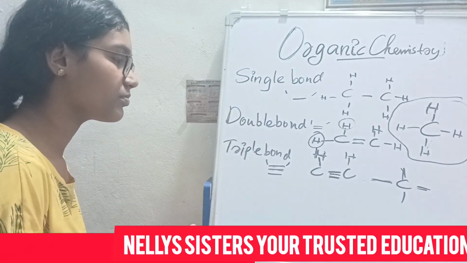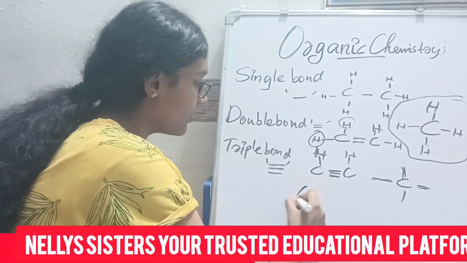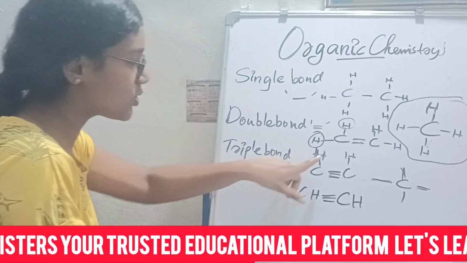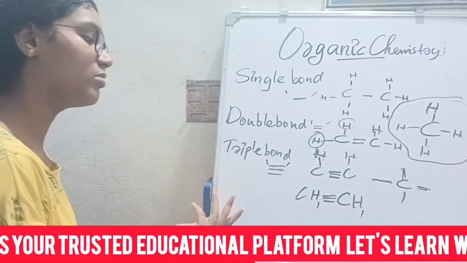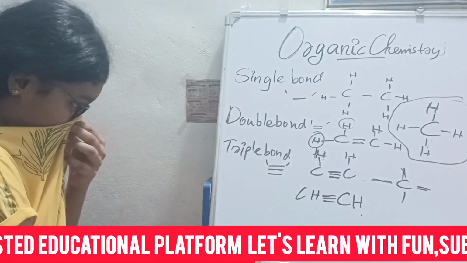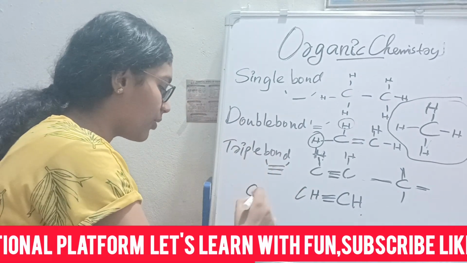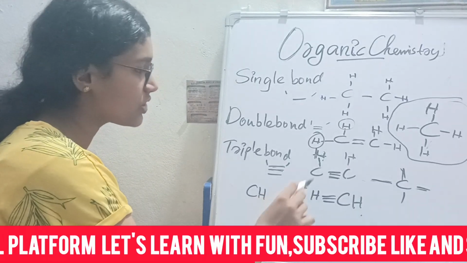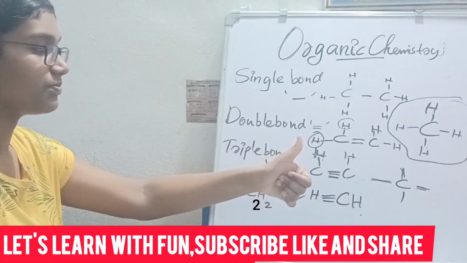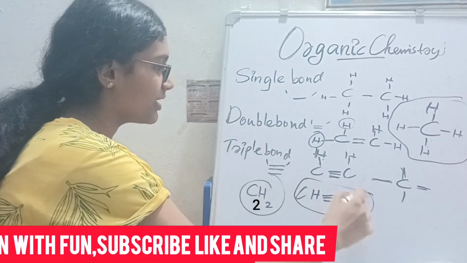And now, how can we write the molecular formulas of these? Very simple. CH, triple bond, CH. It's 1 over here, you can write 1, it's optional. This is the condensed formula. Now the molecular formula would be like this. CH2. Got it? CH2 is the molecular formula, and this would be the condensed formula.